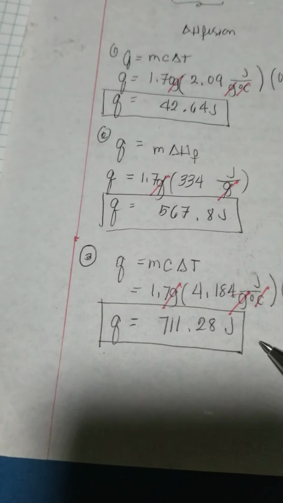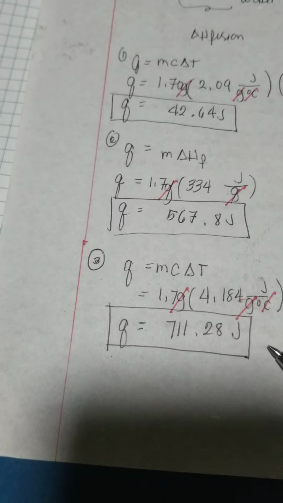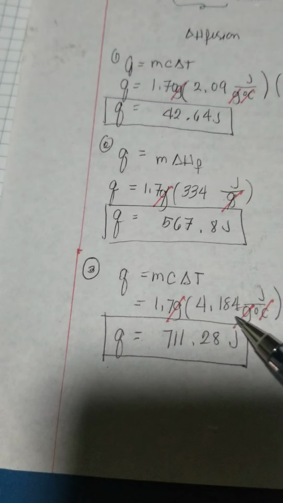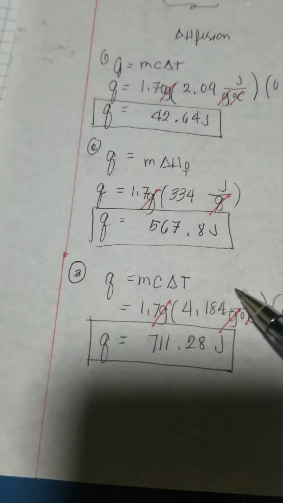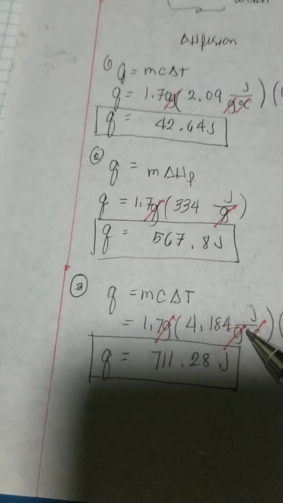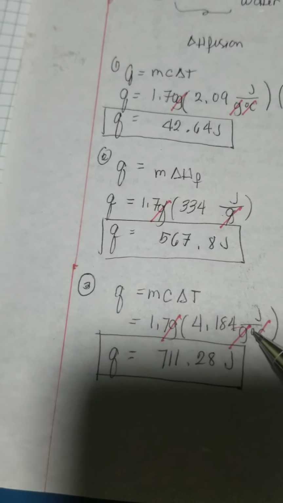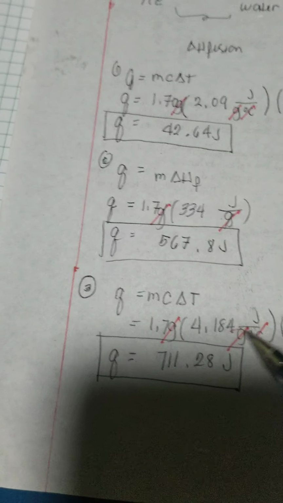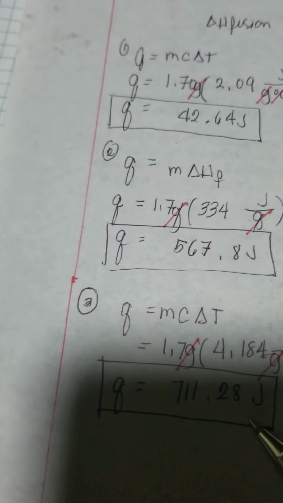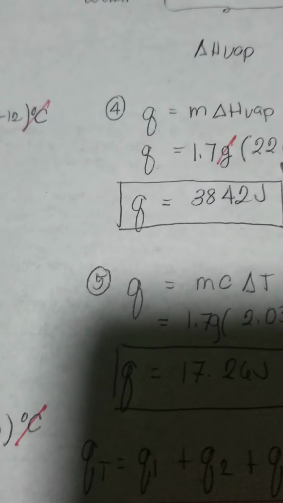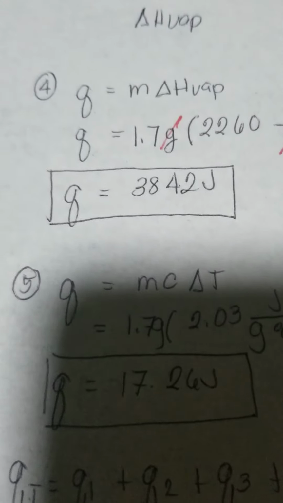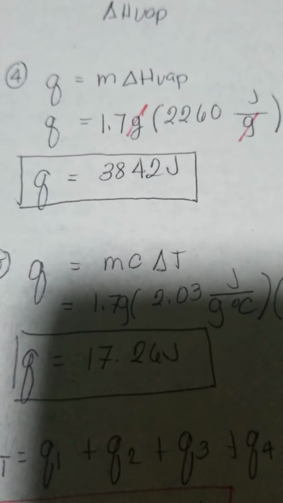The third step is you will be looking for the heat required to raise the temperature of 0 degrees water to 100 degrees Celsius water. Of course, you will be using the formula mcΔT. I use the constant for the specific heat of liquid water, which is 4.184. If you use 4.186, there's no problem also. So substituting, you will get the value of 711.28.